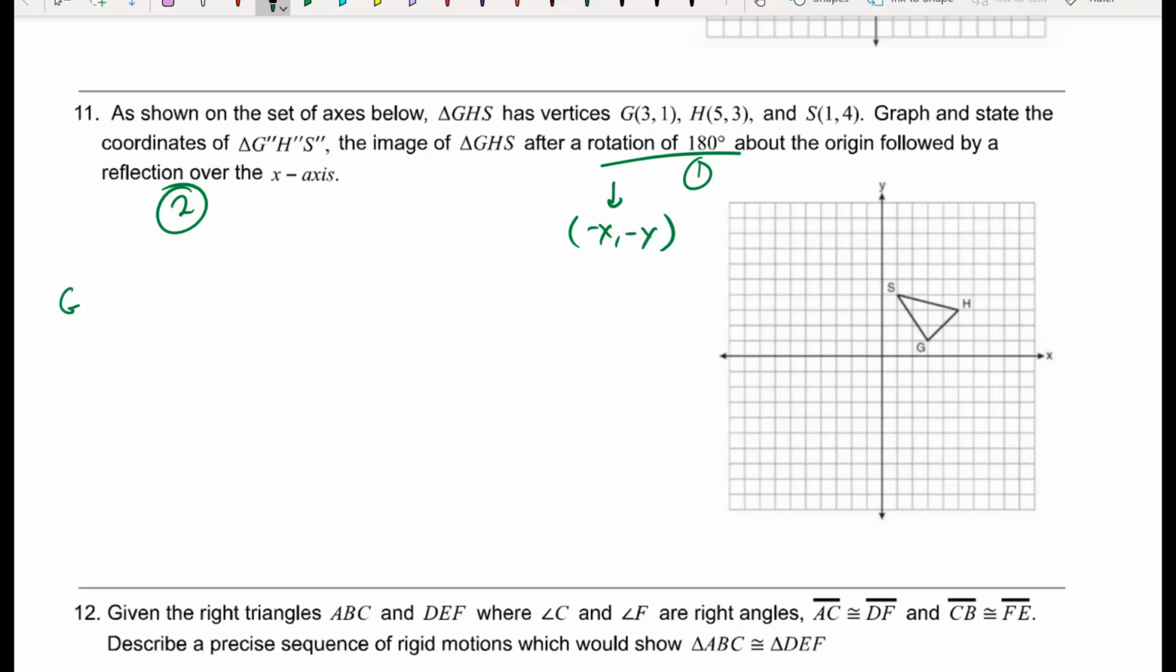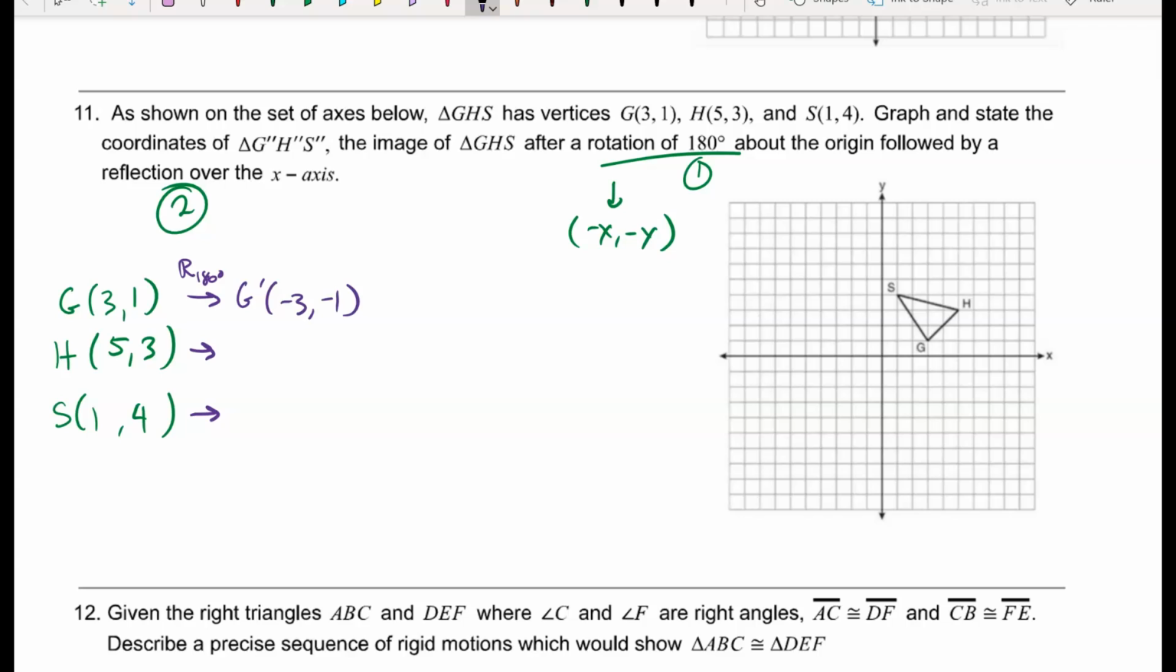So the way I'm going to organize this is I'm going to start by just listing my 3 points. G is 3, 1, H is 5, 3, and S is 1, 4. And I'm going to apply that first transformation. So I'm going to rotate 180 degrees. So my G prime is me just negating both my coordinates. And again, that's a rule that you've got to look back at from those rules we used earlier in the year. Alright, so that's where I'm going to plot my first triangle. I'm going to take a second to do that.